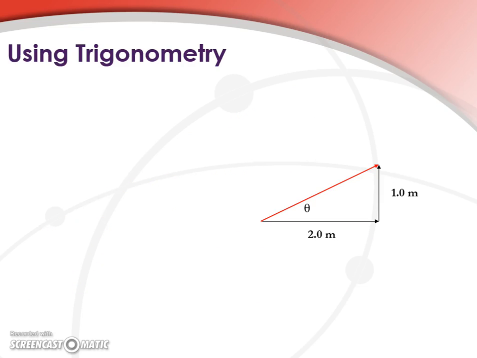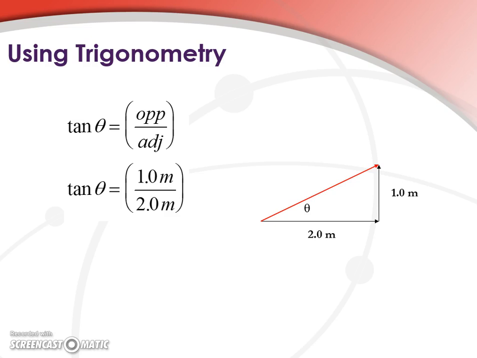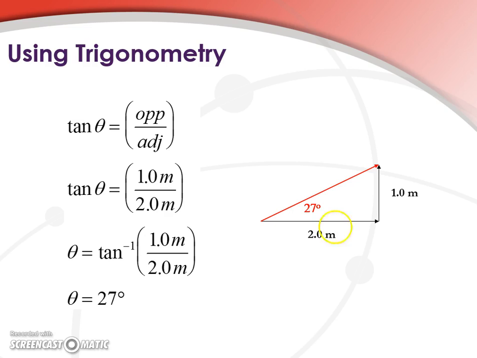Okay, so first we have to place theta for our angle, and then from there we use SOHCAHTOA to figure out which ratio to use. So in this case, we don't have the hypotenuse, we have the opposite and the adjacent, so we need SOHCAHTOA tan. So tan theta equals opposite over adjacent equals 1 meter over 2 meters. And we can very quickly extract out that theta equals 27 degrees.